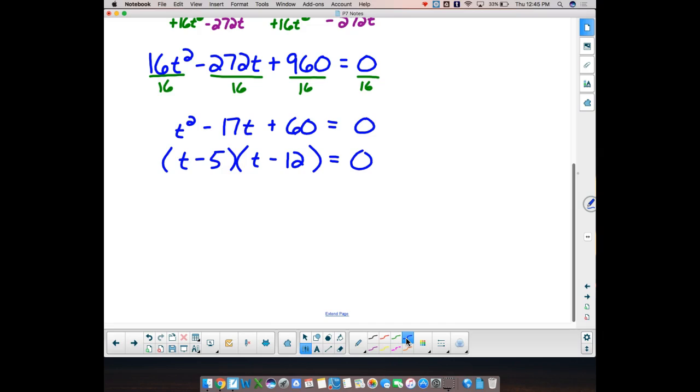Okay? Then, that tells us that t minus 5 is equal to 0, so t would be equal to 5. T minus 12 then would equal 0, so t would be equal to 12. Does that logically make sense? To have two time values where we are at 960 degrees. Why does that logically make sense?